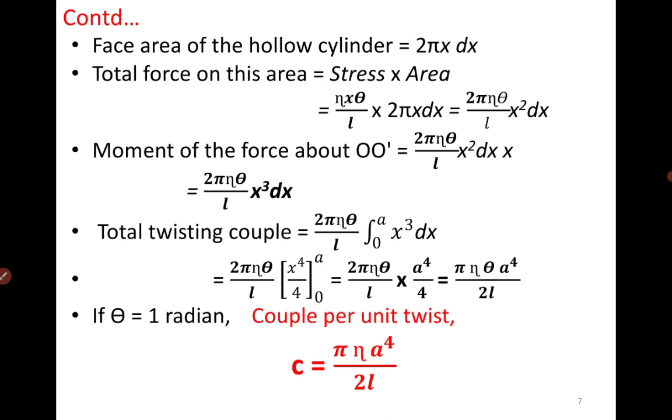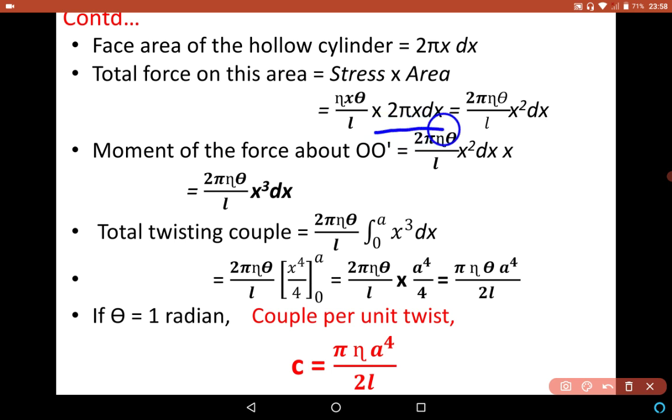Then the face area of the hollow cylinder is given by 2 pi x dx. The total force on this area is stress into area. The stress value is n x theta by L, and the area is 2 pi x dx here. Therefore, finally we have 2 pi n theta by L into x square dx.